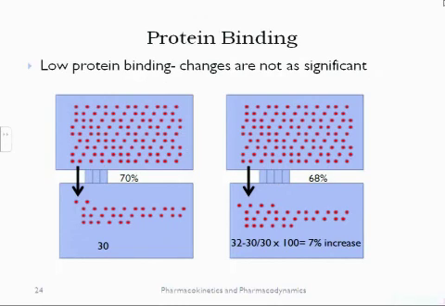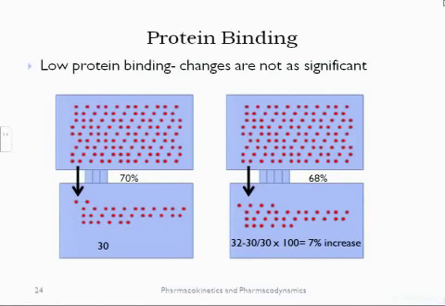Now, as for another situation, if you're low protein binding and you change the protein binding, really nothing happens. The effect is really insignificant. Let's give you the mathematical model. I've taken a situation with something that's 70% bound, so 30 particles come across. Now we're going to drop it down to 68%. It's a 2% difference, which means that only 2 more particles come across. So now it's up to only 32 particles. When you do the actual math, it's an increase of only 7%.